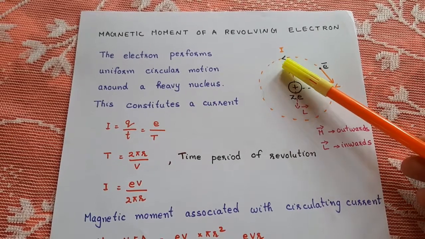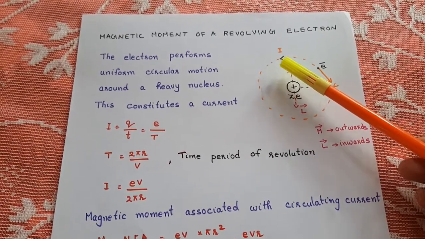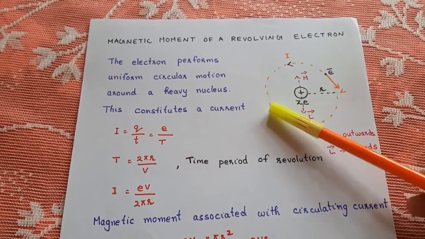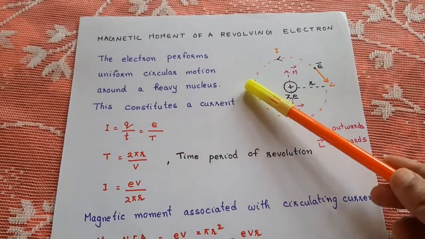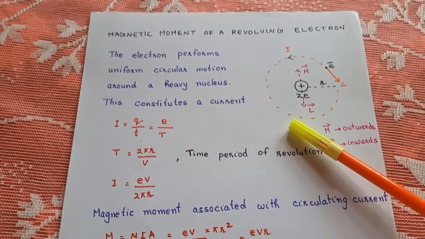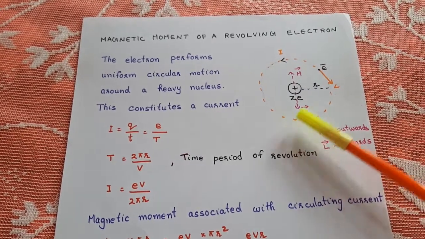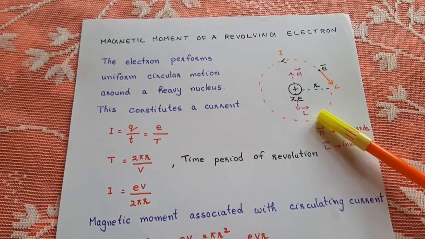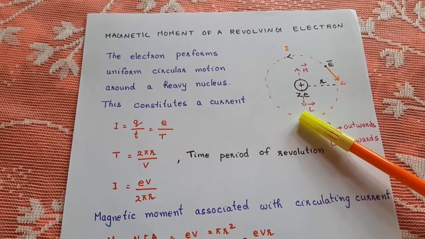Now let us see the magnetic moment of a revolving electron. In the case of an atom, the electron revolves around the nucleus. The electron performs uniform circular motion around a heavy nucleus, and this constitutes a current. As the electron moves clockwise, the equivalent current will be in the anti-clockwise direction.